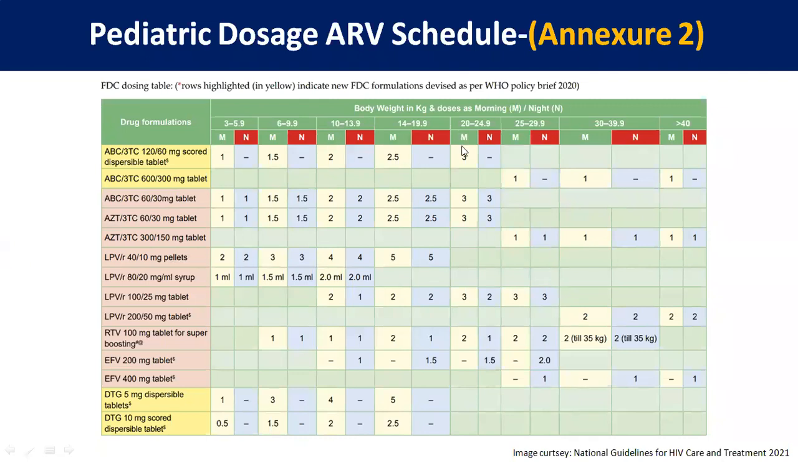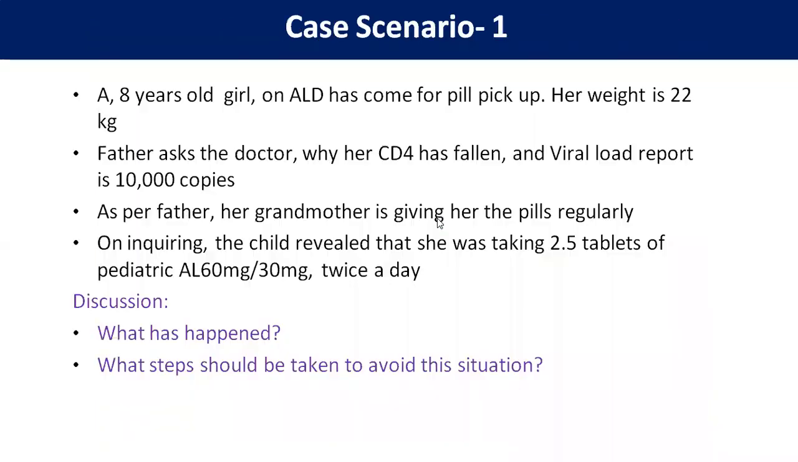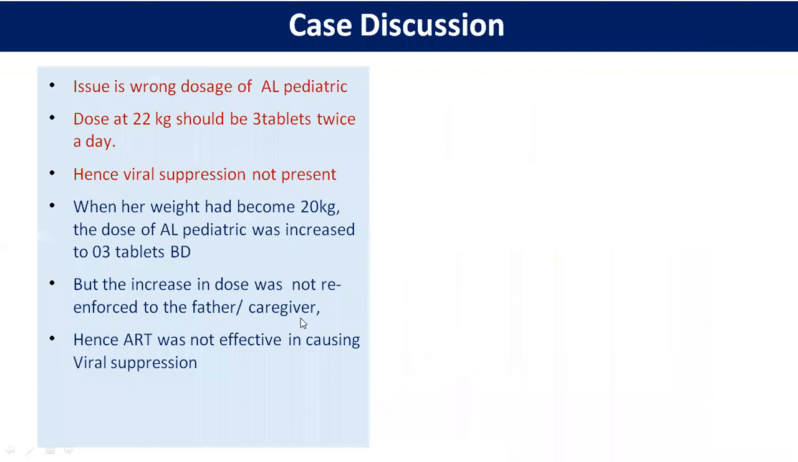So as the baby is 22 kg, AL should have been 3 in the morning and 3 at night. And the baby was taking 2.5 tablets. So the baby was taking a low tablet dose. So there's a dose failure. The issue is wrong doses of AL. The dose for 22 kg is 3 tablets twice a day. Hence viral suppression is not present.